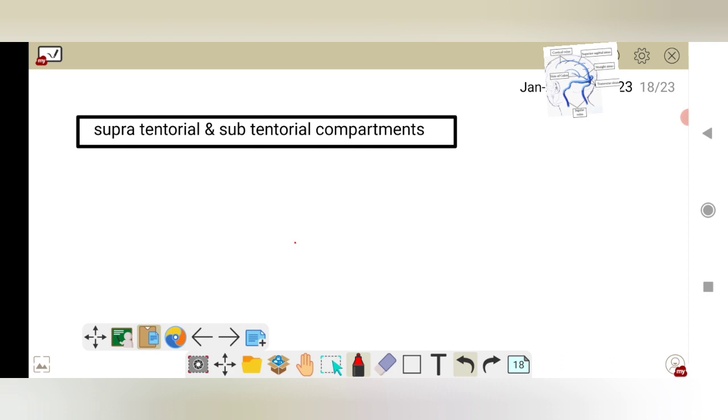So the tentorium cerebelli is a horizontal fold that divides the cranial cavity into supratentorial and infratentorial or subtentorial compartments, and the falx cerebri and falx cerebelli are in the midline, and these divide the cranial cavity into right and left halves.